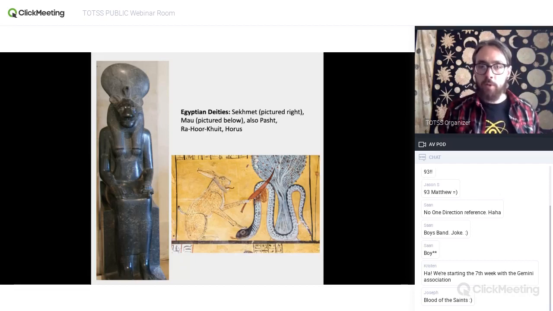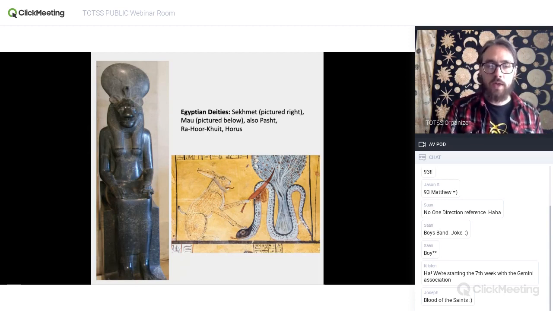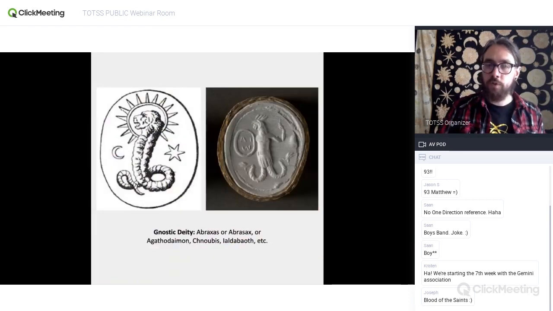We can also attribute Ra-Hoor-Khuit to this path as being both fiery and solar, and Horus as well as having a fiery significance and also being associated with the sun. Then, of course, not quite as much as Ra is associated with the sun, but Ra-Hoor combines both Ra and Horus together, and obviously is extremely important for Thelema.